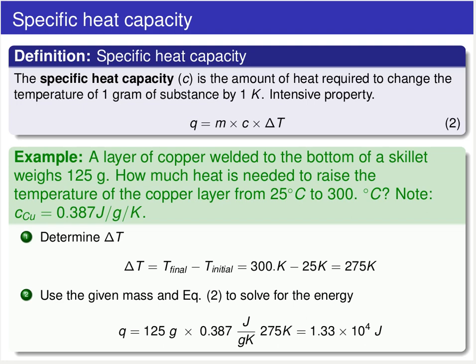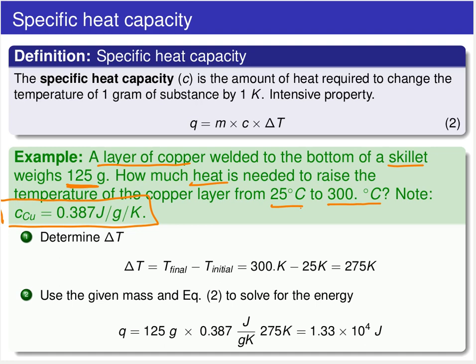So the example problem here is giving us a layer of copper that's welded to the bottom of a skillet, and it's telling us the mass of this copper, 125 grams. We want to determine how much heat is needed to raise the temperature of the copper from 25 degrees Celsius all the way up to 300 degrees Celsius. And we're given, in the context of the problem, the specific heat of copper. Okay, so we're of course going to be using the MCAT equation, which requires a delta T.